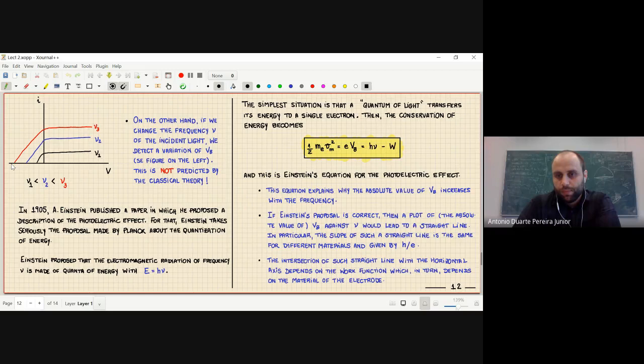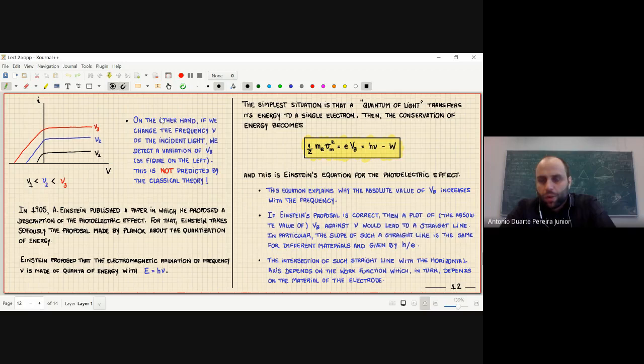Okay, so this is in contradiction to the classical theory. The classical theory tells you that the energy does not depend on the frequency. And you are seeing here explicitly that if I change the frequency, I need more electric energy to stop the electrons. Okay?